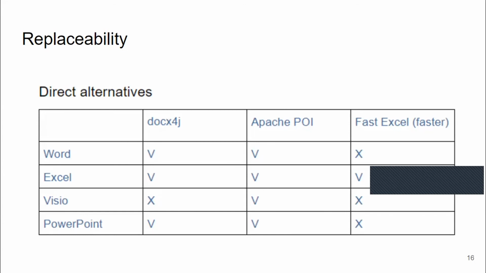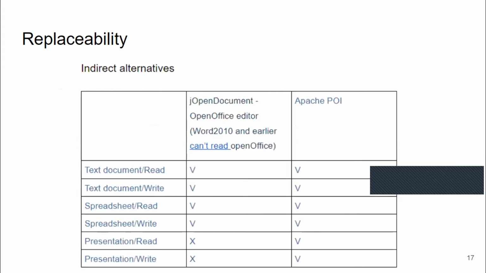And the second alternative is FastExcel. It's a really reliable, high-performance library for Java systems. But the only limitation is that it only supports working with Excel. Next slide, please. And we also have an indirect alternative for Apache POI.